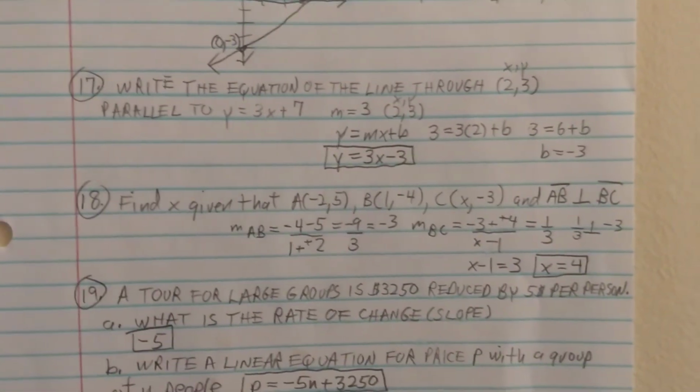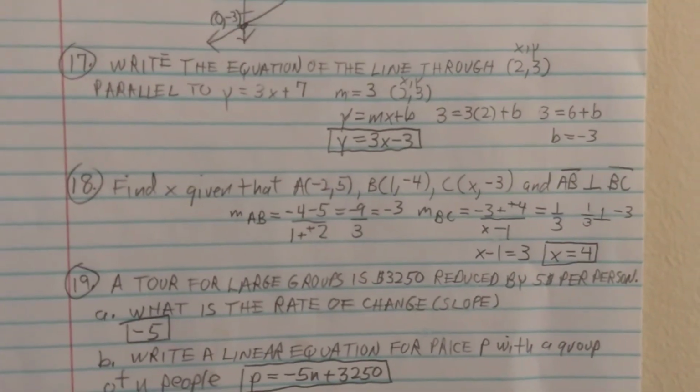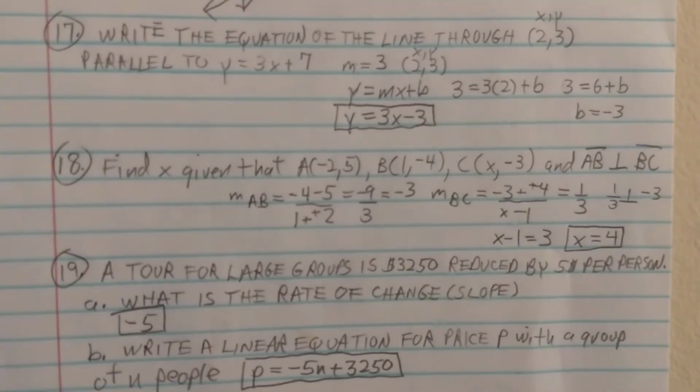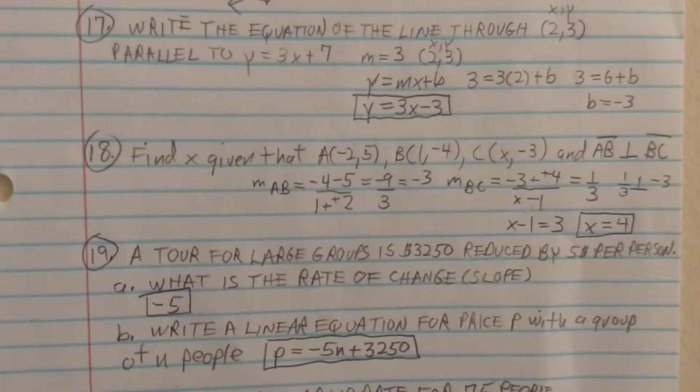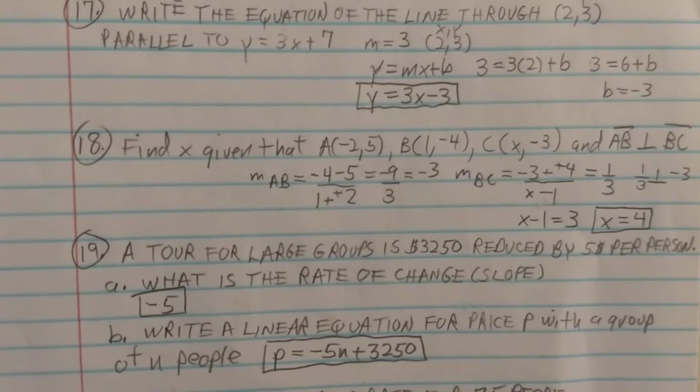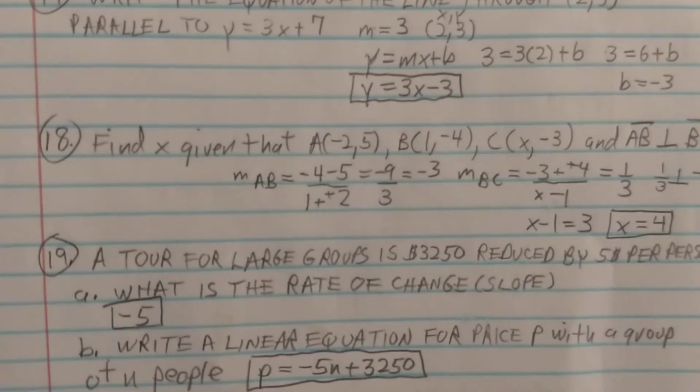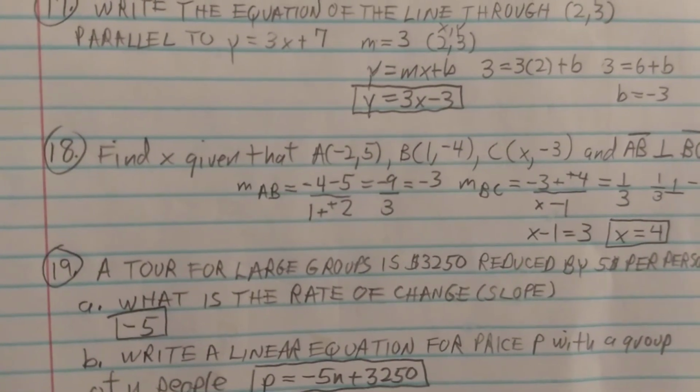For 17, we're going to write the equation of the line through (2, 3), parallel to y equals 3x plus 7. So if we're parallel to y equals 3x plus 7, our slope is 3 and our point is (2, 3) for x and y.